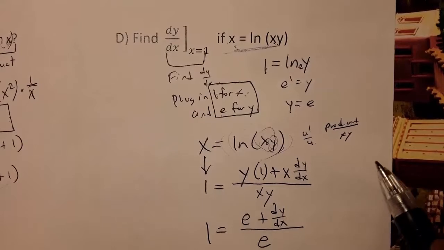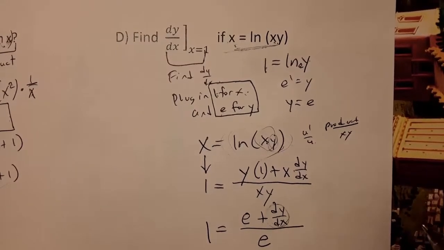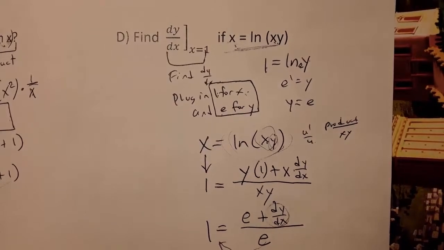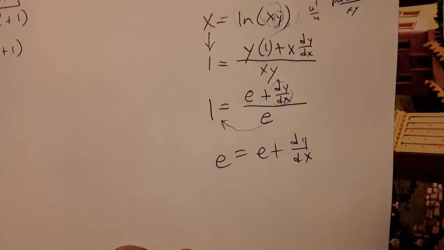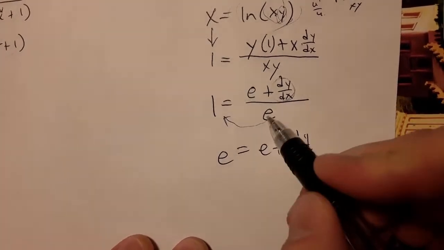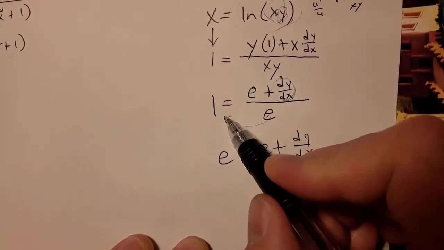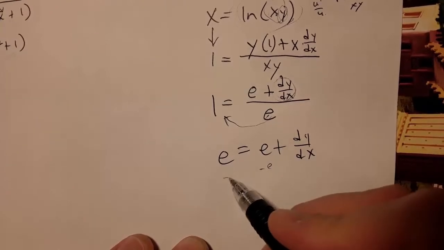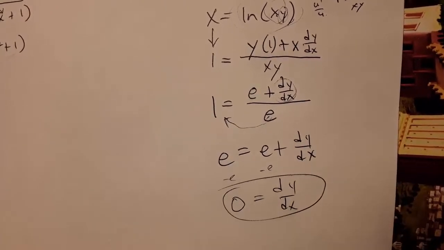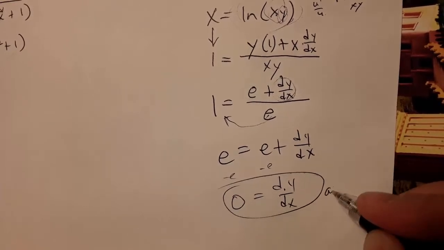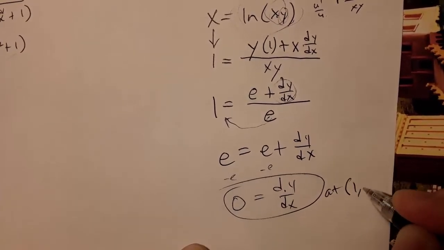And all we have to do now is isolate the dy over dx. So I'm going to multiply e over, oh my goodness. So I multiplied e over, and now I'm going to subtract e from both sides, and lo and behold, the derivative is 0 at the specific point 1 comma e.